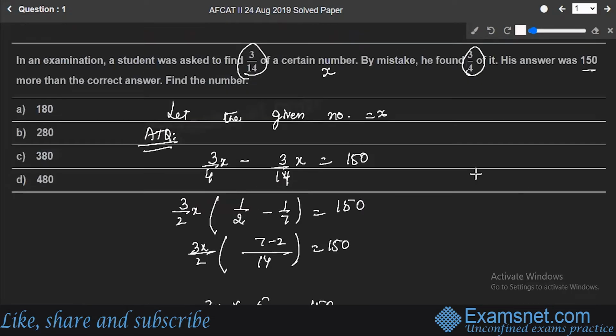Let's check out the options. It is option B. So hope you are clear with the question. Let's move to the next one.